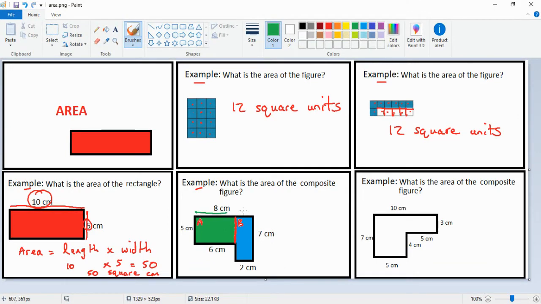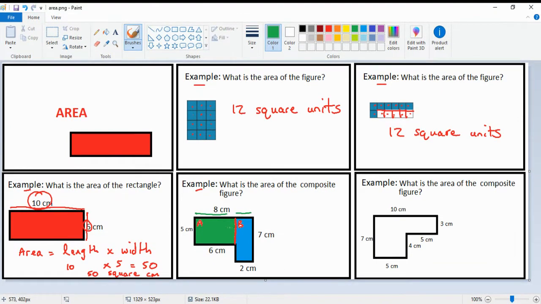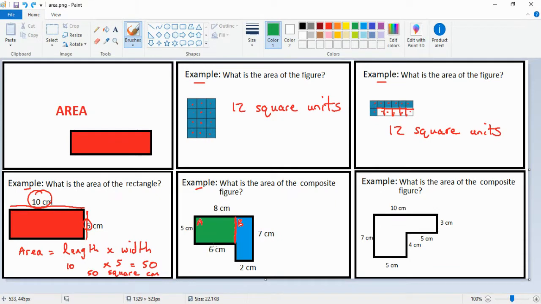Well, the 8 centimeters belongs to A and B. Well, we only want A, so it's not 8 centimeters. Go across, and there you see 6. There's our length. And here, the 5 centimeters is our width. 6 times 5 equals 30. That's 30 square centimeters for rectangle A, for the area of rectangle A.